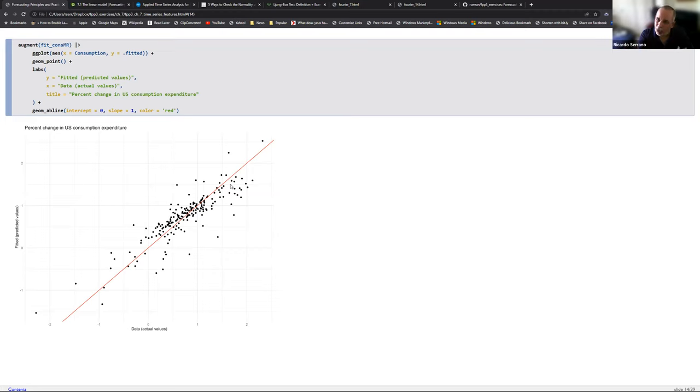Because compared to the other one with the consumption and income, remember that they were all scattered around the quadrant. Now they are more aligned to that line. So also that's a good sign.